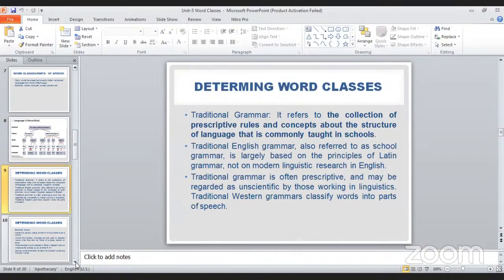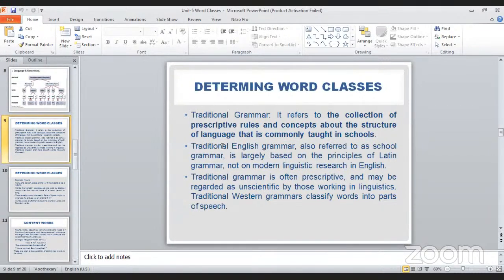Now coming to how we are going to determine the word classes. The traditional grammar, as I've told you, refers to the collection of prescriptive rules and concepts about the structure of a language that is commonly taught in schools. So this is what we have been learning, you and me, in our school days. The grammar which the English teachers have taught us is based on the traditional grammar. The traditional English grammar, also referred to as school grammar, is largely based on the principles of Latin grammar, not on modern linguistics research in English.